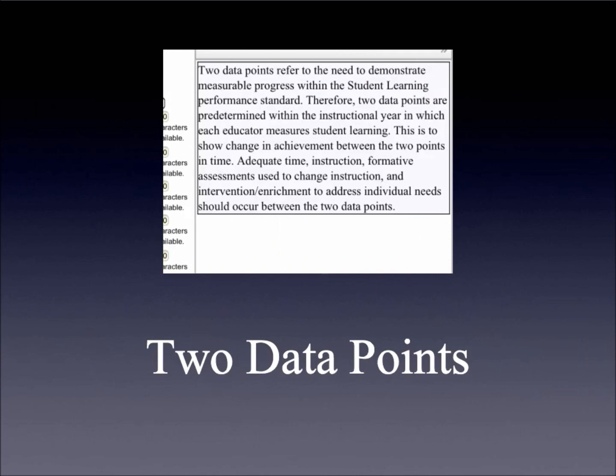You're going to be asked to affirm three different things about your goal by checking little boxes on the form. One is that you have two data points. That does not mean that you have two different assessments. It means that you're giving the same or very similar assessments at least two different times. They want those assessments to take place in at least a nine-week period of time.